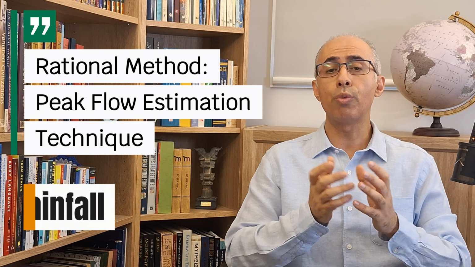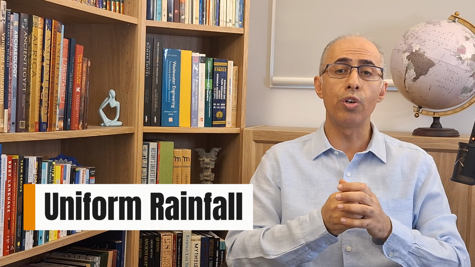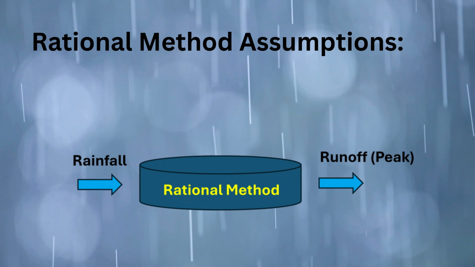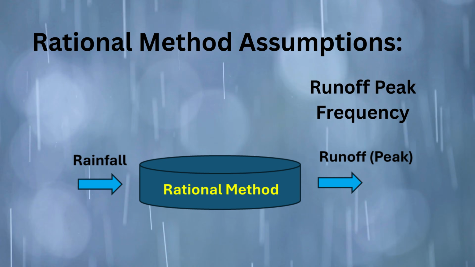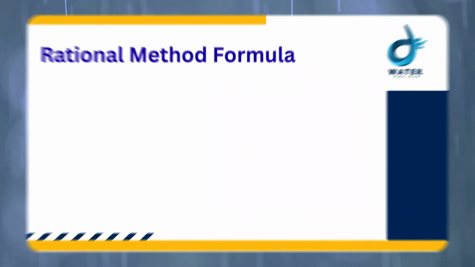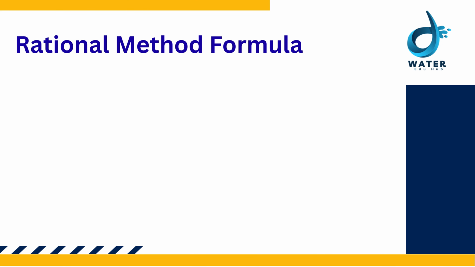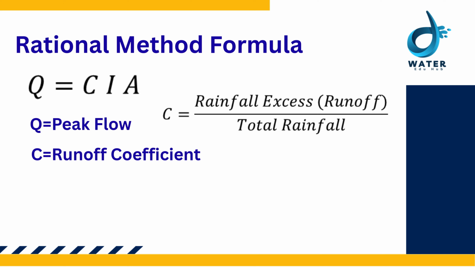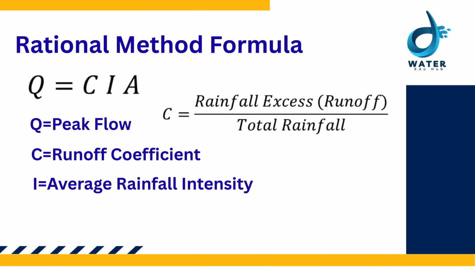The rational method is a peak flow estimation technique that assumes rainfall is uniformly distributed over the entire catchment for a duration at least equal to the time of concentration. It also assumes that the frequency of the peak discharge is equal to the frequency of the rainfall intensity used in the calculation. The rational method is defined as follows, where Q is the peak flow, C is a dimensionless runoff coefficient representing the fraction of rainfall that appears as surface runoff, I is the average rainfall intensity for a duration equal to the time of concentration Tc, and A is the catchment area.